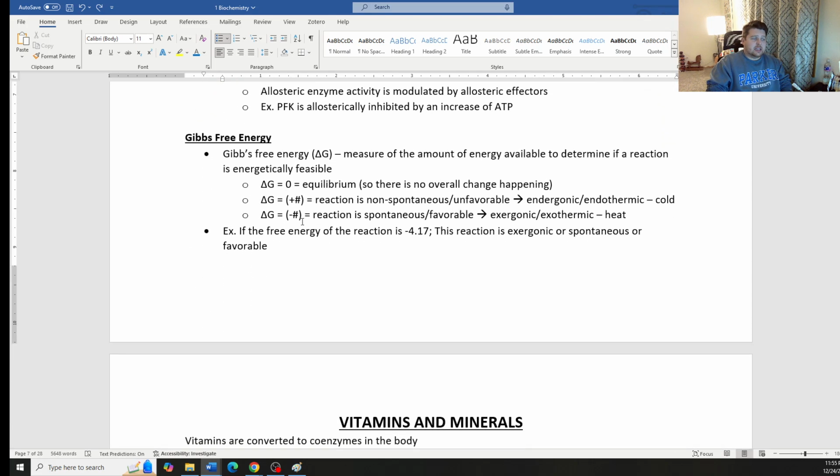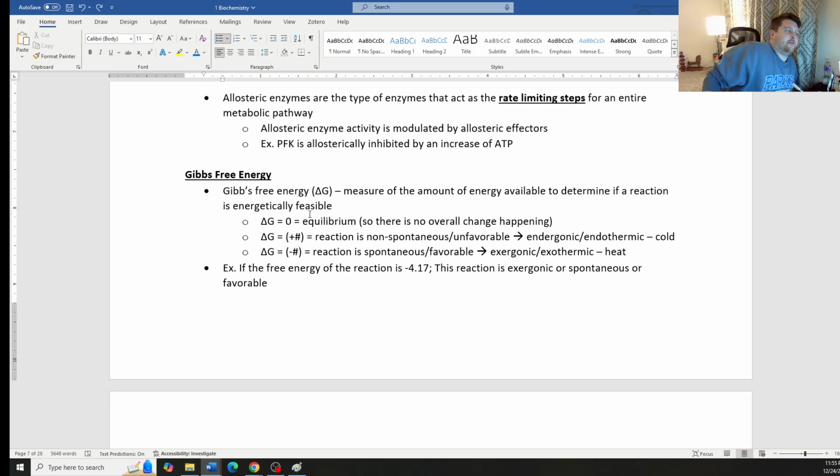I'm going to throw in just this last little chunk. This is Gibbs free energy, notated as delta G. Anytime you see this triangle delta, that just means change. So we're talking about a change in energy that is happening. This is a measure of the amount of energy available to determine if a reaction is going to happen, if it's energetically possible.